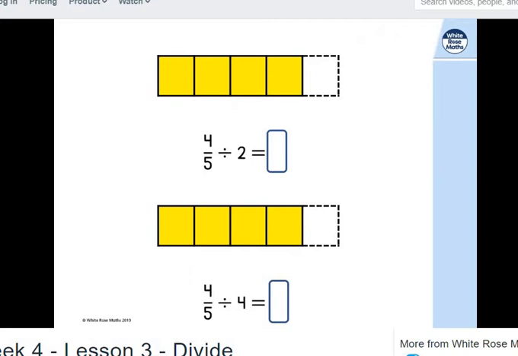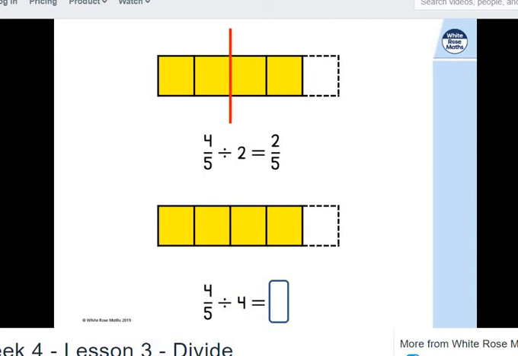What about these 2 then? 4 fifths divided by 2 and 4 fifths divided by 4. Have a think for yourself first if you'd like to. Okay, let's have a look. 4 fifths divided by 2. How can I split that into 2 equal parts? Well, I could just right down the middle. 4 fifths divided by 2 would be 2 fifths. I wonder if any of you have started to notice any patterns.